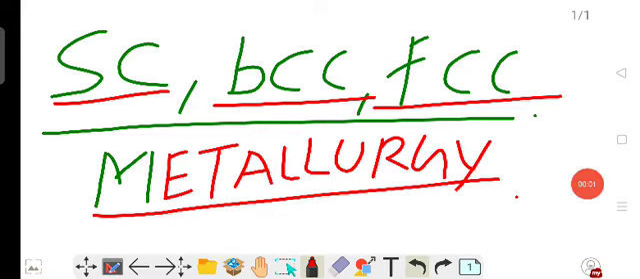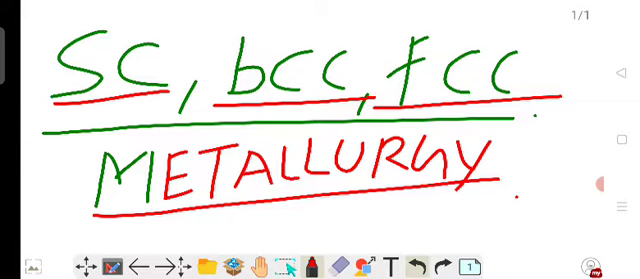So welcome to my channel, and today I am going to discuss SC, BCC and FCC. SC stands for simple cubic, BCC stands for body centered cubic, and FCC stands for face centered cubic. This is the unit cell of a cubic crystal structure.